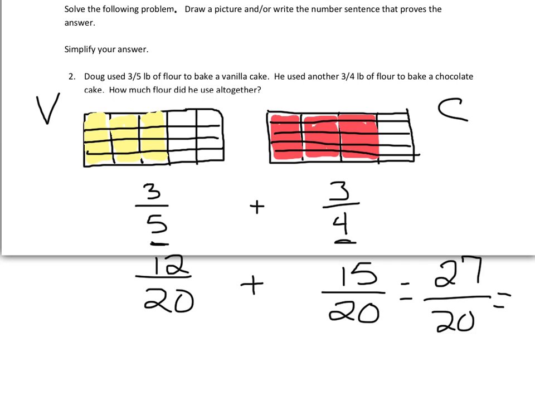And when we change that to a mixed number, 20 can go into 27 one time. 27 minus 20 is 7, and we're going to put that over 20. Check our answer to make sure that 27 20ths is equivalent. 1 times 20 is 20, plus 7 is 27. So 27 over 20 is equivalent to 1 7/20. So, how much flour did Doug use altogether? He used 1 7/20 pounds of flour.